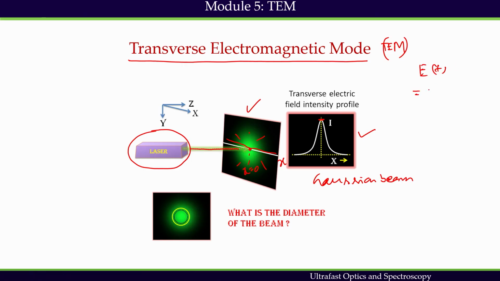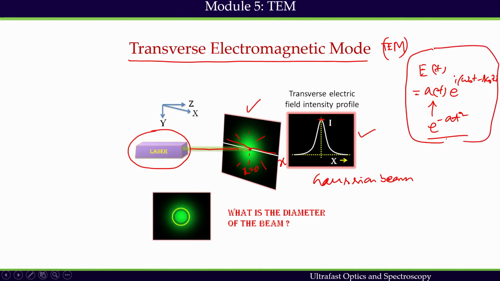Electric field in time domain was expressed by A(t) e to the power i(omega naught t minus k naught z). Sometimes we said that electric field envelope can be expressed as e to the power minus a t square. This is time domain description of the pulse, and we said that field envelope can be represented by a Gaussian function in time, but this Gaussian function is in space, is a spatial profile.